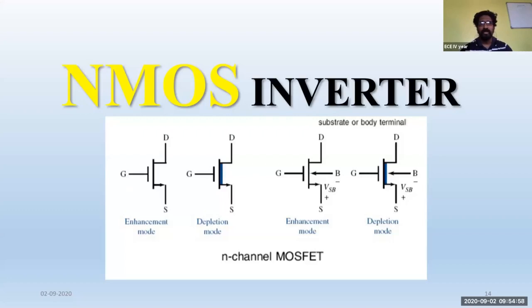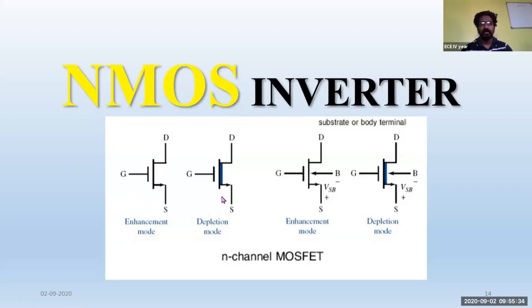If you start supplying the input voltage from 0 volts, 0 to 1, 1 to 2, and so on, whenever it reaches the threshold voltage, the transistor turns on and the channel is formed. If you go on increasing the input voltage, the width of the channel increases, and the maximum amount of current conduction takes place in that channel. So that's how the enhancement mode transistor works.